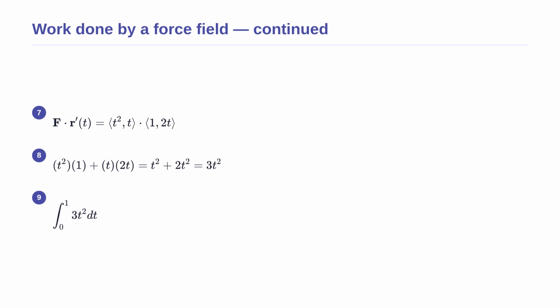This single scalar number represents the exact amount of work being done at a specific instant in time. We then integrate this simplified result from our starting time of 0 to our ending time of 1, turning a complex two-dimensional problem into a simple one-dimensional integral.